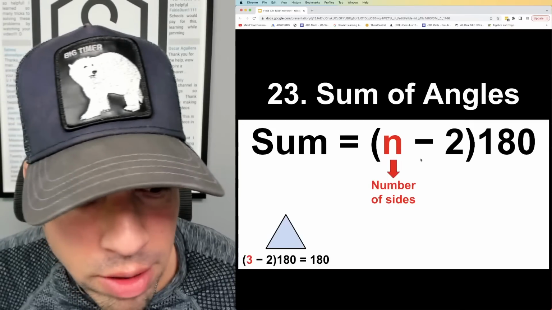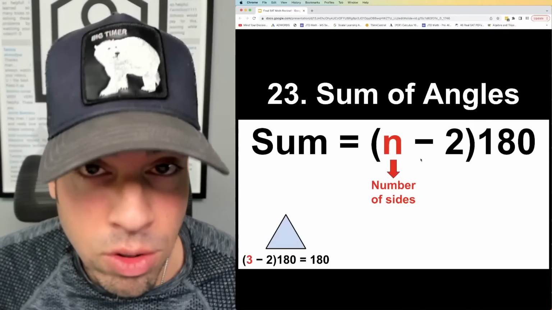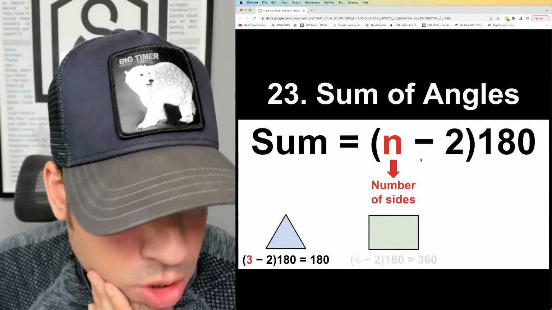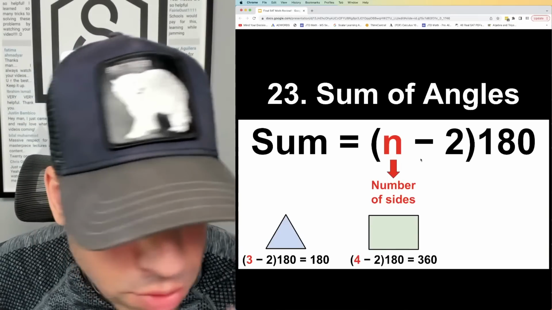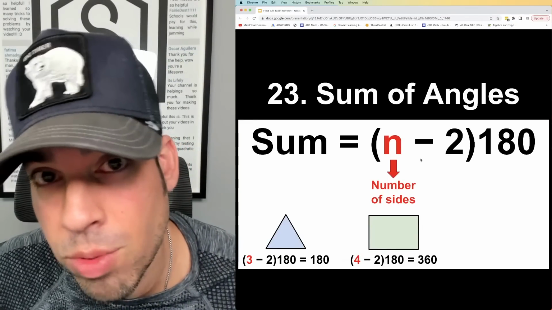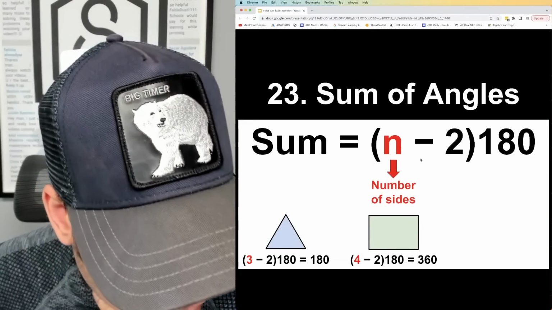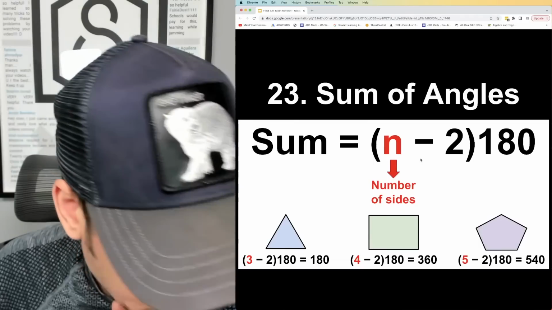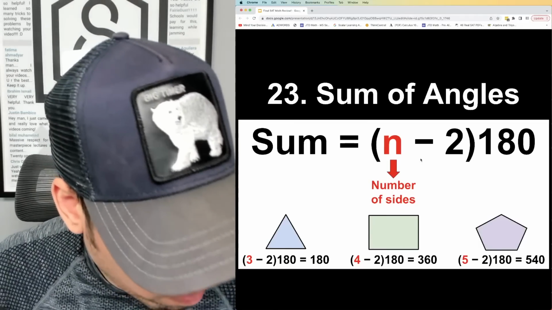If we look at a triangle, you get 180. You gotta know that the angles in a triangle add up to 180. This one, rectangle, 4 sides, 4 minus 2, 360. That makes sense, right? Square, rectangle, adds up to 360. And then a pentagon, the example that I was just talking about.